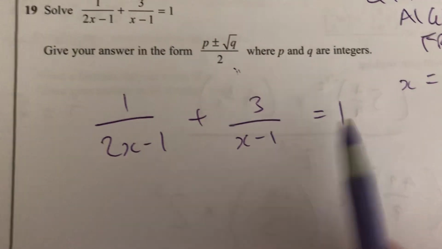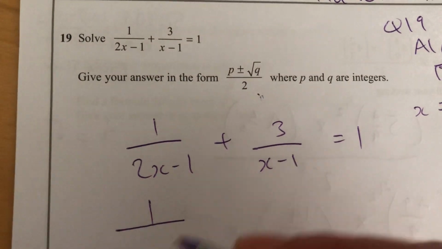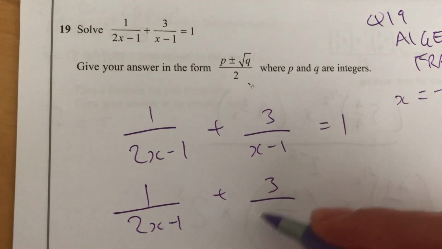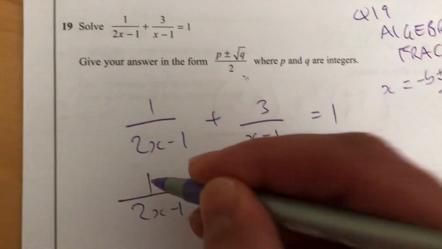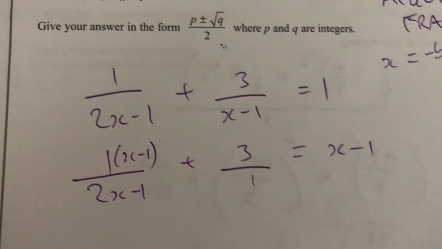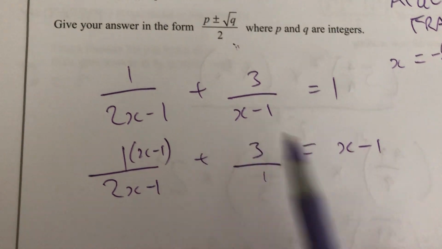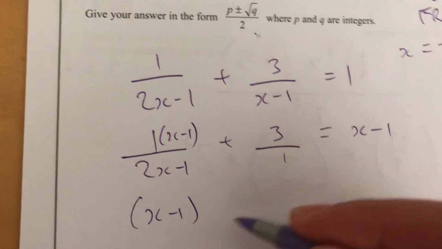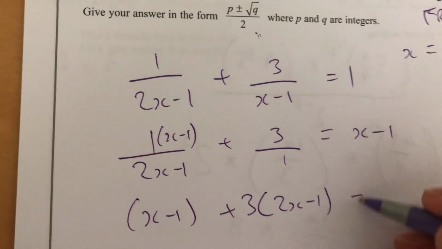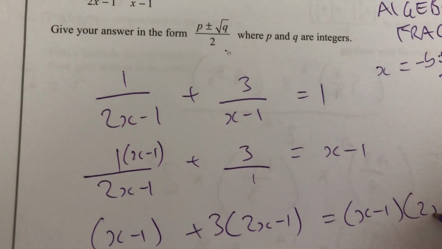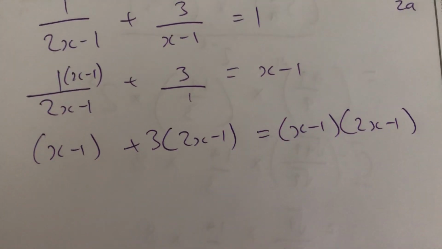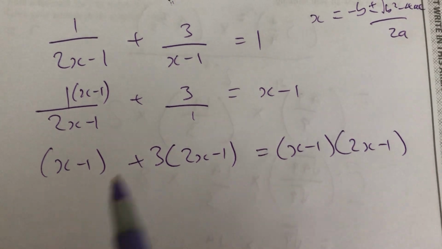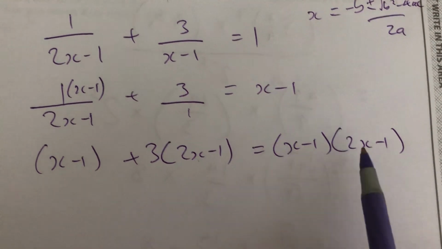Right, easiest thing to do first is to get rid of denominators. So rather than finding a lowest common denominator, I'm just going to multiply by x minus 1 first. That'll cancel that. So I've multiplied through by x minus 1 everywhere, so each term is multiplied by x minus 1. Then I'm going to multiply through by 2x minus 1. So I'm left with x minus 1 plus 3 times (2x minus 1) equal to (x minus 1)(2x minus 1). And that would have been the same as if I'd found the lowest common denominator. The lowest common denominator would have been 2x minus 1 times x minus 1, and then the terms would have been cancelled there and left there.